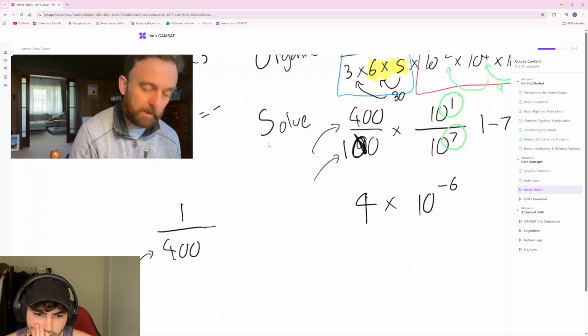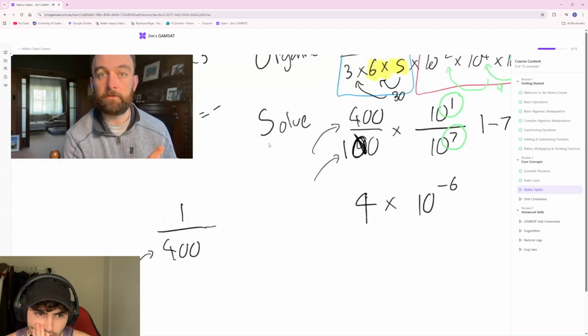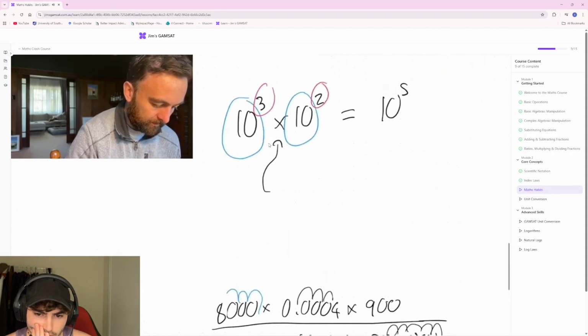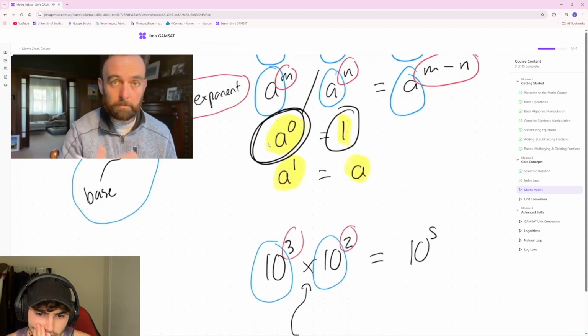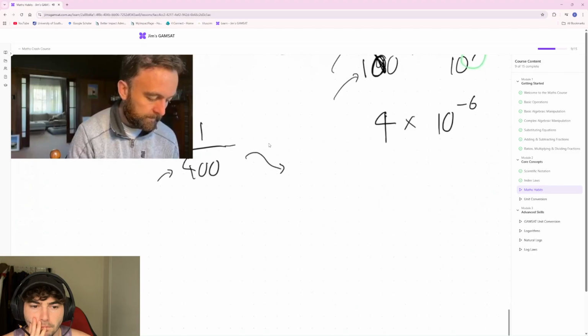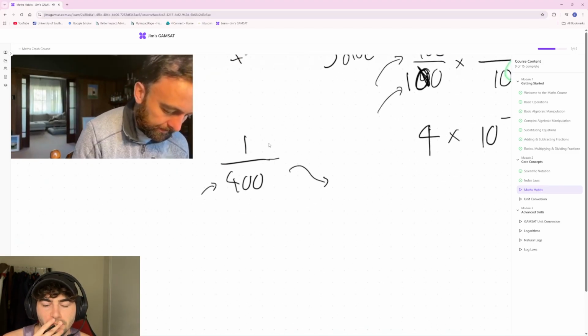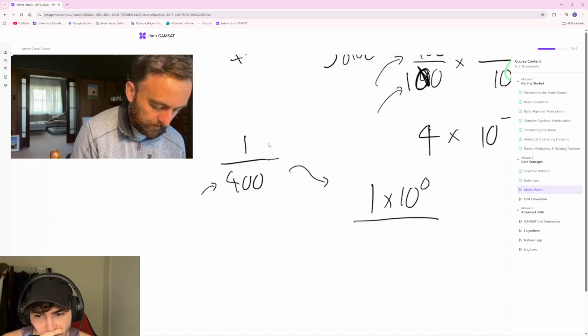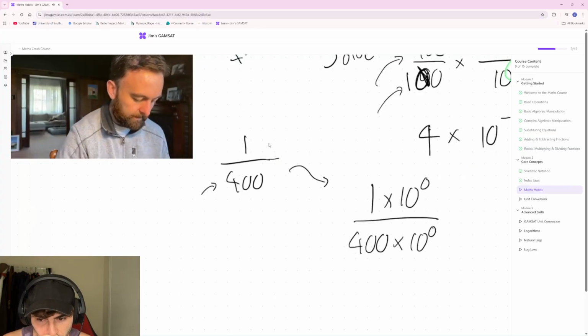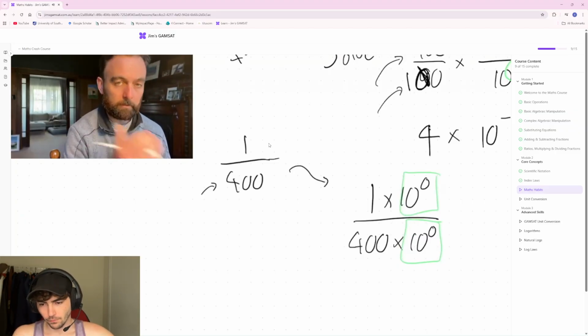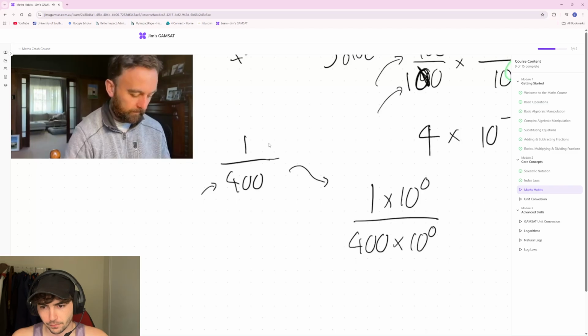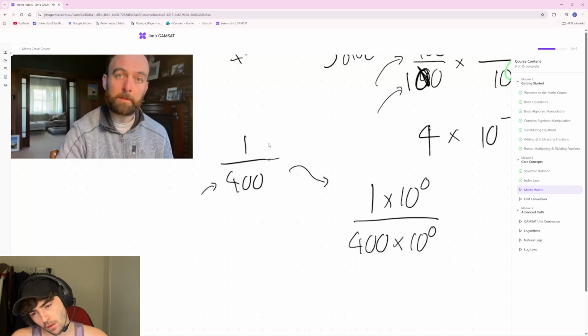Now we can't make it bigger, but we can make it kind of look bigger if we represent it in scientific notation. So what I mean by that is if we go back up to index laws, you might have forgotten this one, but a to the 0, so anything to the power of 0 is just 1. And if we multiply anything by 1, it's just itself. So what we could do here is rewrite this as 1 times 10 to the 0 over 400 times 10 to the 0. So all I've done here is write out a 10 to the 0, which is just the same as 1. So on the top, it's just 1 times 1 and 400 times 1. So I haven't changed anything. But the reason is because then I can manipulate these numbers in scientific notation.